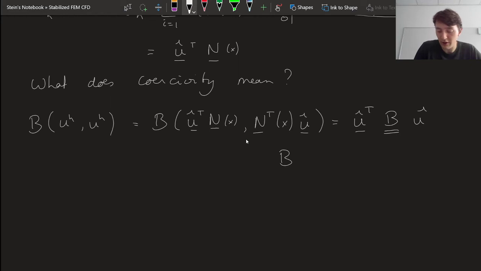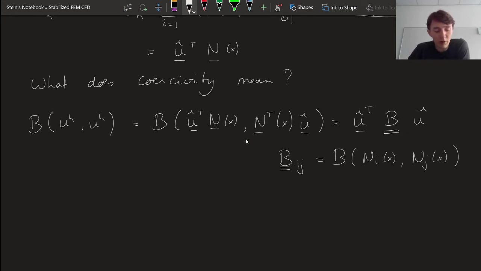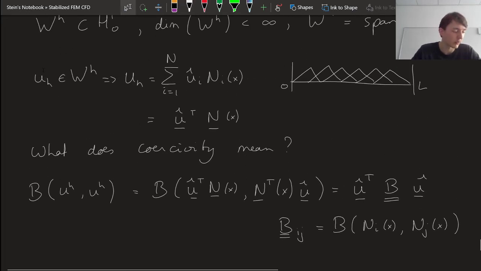Where B is now a matrix of values where we have substituted the ith and the jth basis function. Also, we've changed our bilinear form acting onto functions into a matrix where we're pre- and post-multiplying by a vector of coefficients. And that's equivalent in our discrete function space W_h.